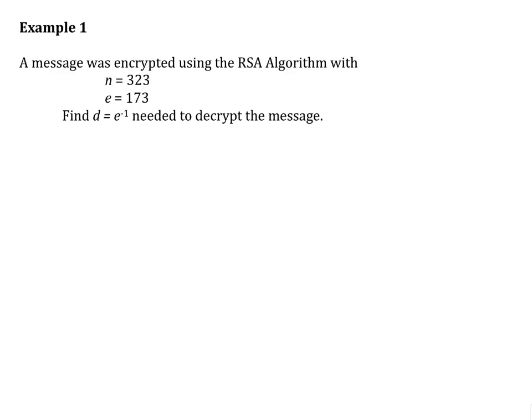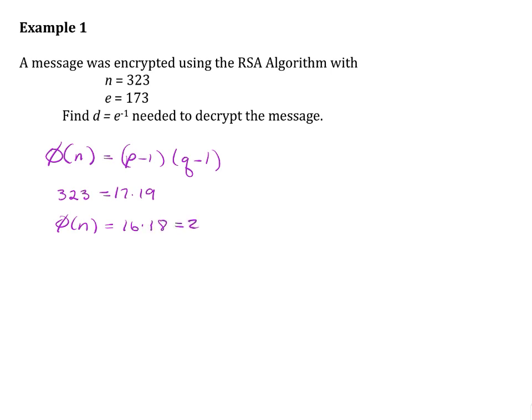A message was encrypted using the RSA algorithm with n equals 323 and e is 173. We want to find D. So the first thing we have to do is calculate phi of n, and in order to do that we have to figure out P and Q, the two primes that multiply together to get n. So if you factor 323, it turns out to be 17 times 19. So phi of n is going to be 16 times 18, which is 288. So we can pick e to be any exponent in this example as long as it's relatively prime to 288. And in fact, 173 is.